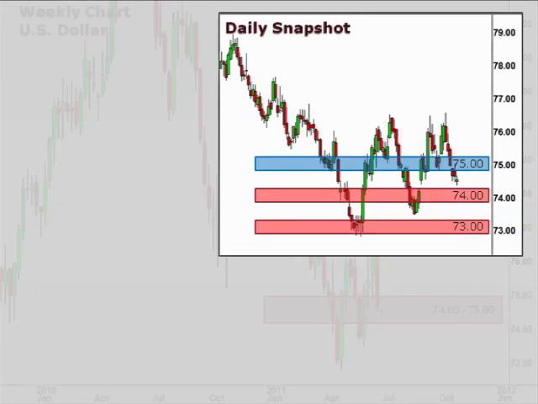Let's take a quick look at a daily chart where we can see that the 74 level represents a near-term support, with 75 acting as short-term resistance.